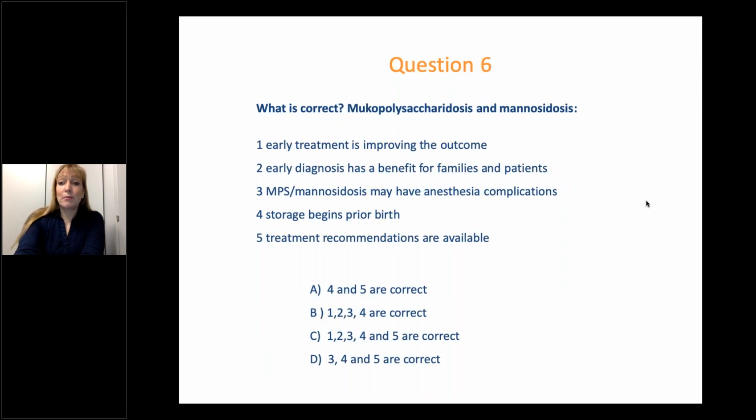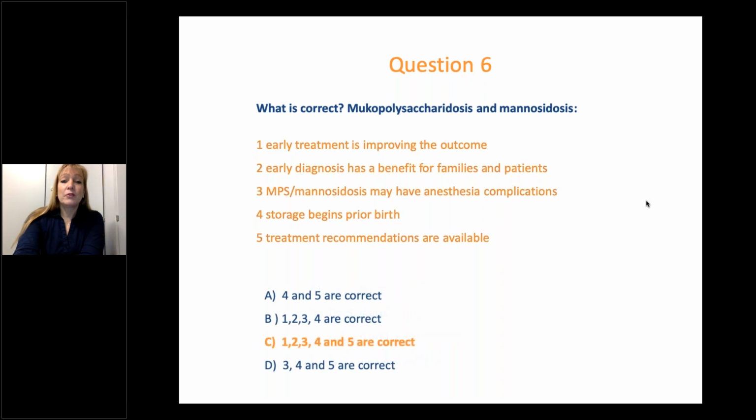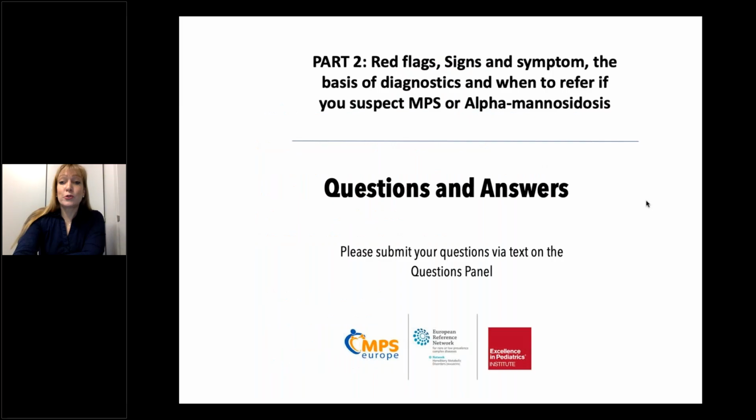And a last question from my side before you ask questions: what is correct? Early treatment is improving the outcome. Early diagnosis has a benefit for families and patients. MPS and mannosidosis may have anesthesia complications. Storage begins prior to birth, and treatment recommendations are available. So all of these messages are correct, and these are also the key messages I would like to give you. And now it is your turn to ask some questions from your side.